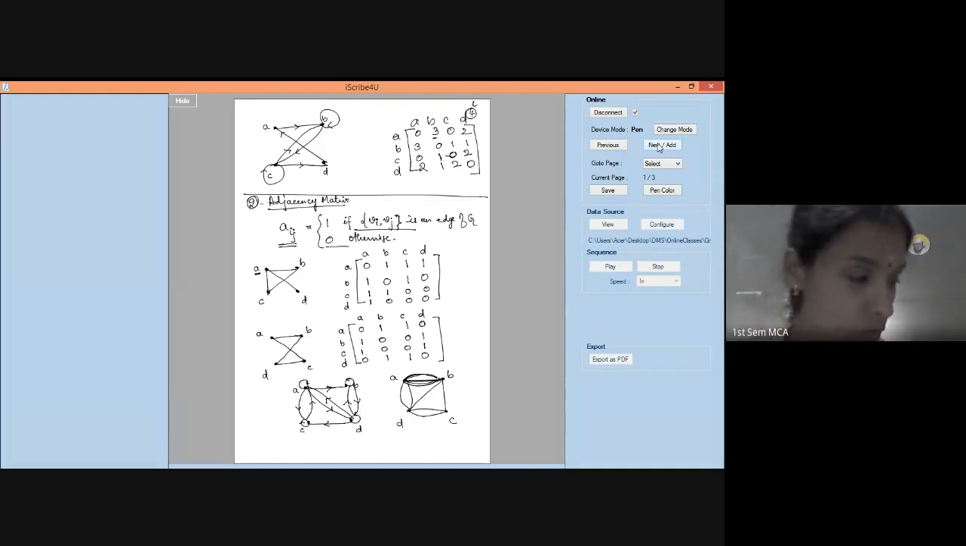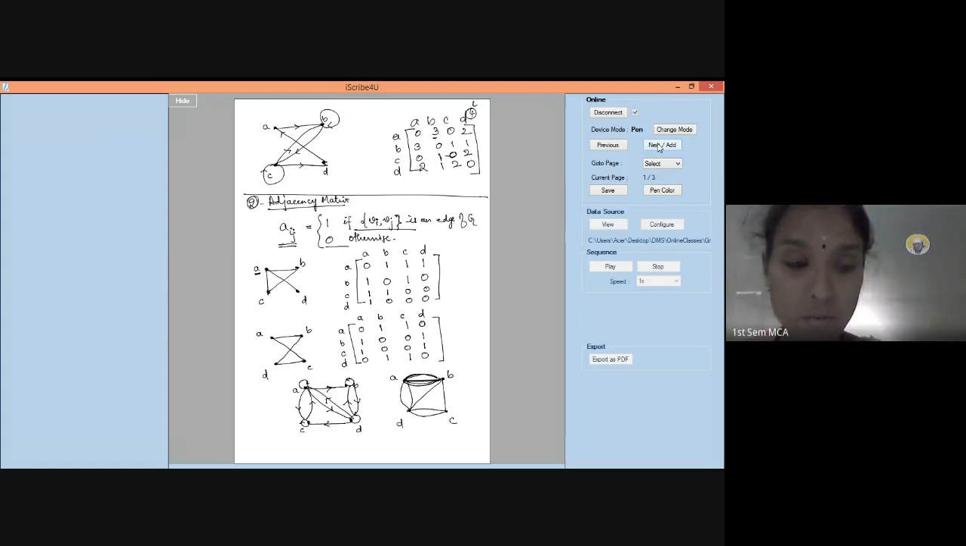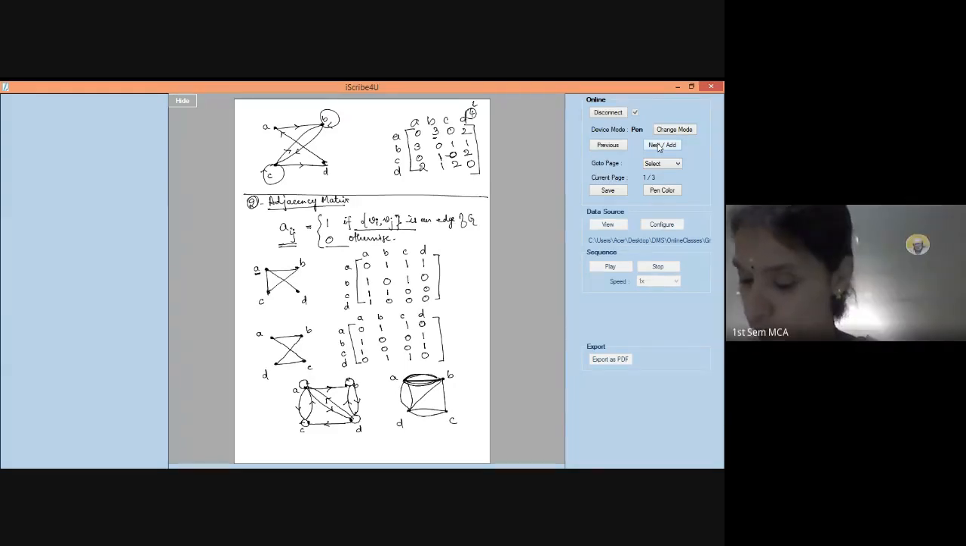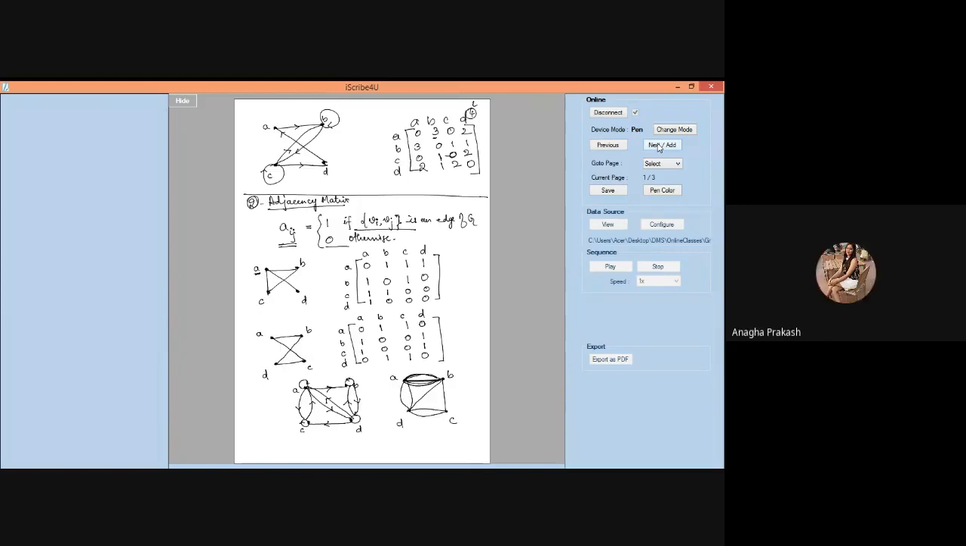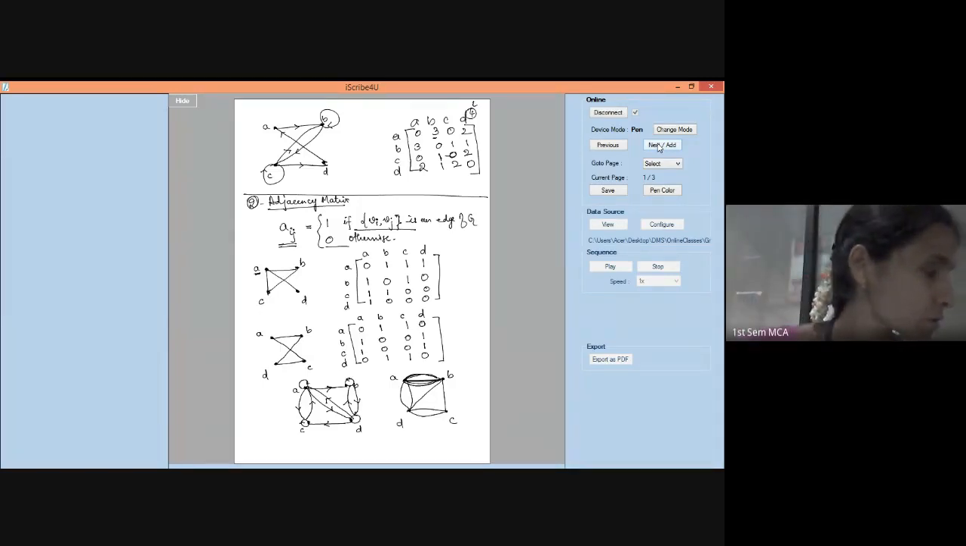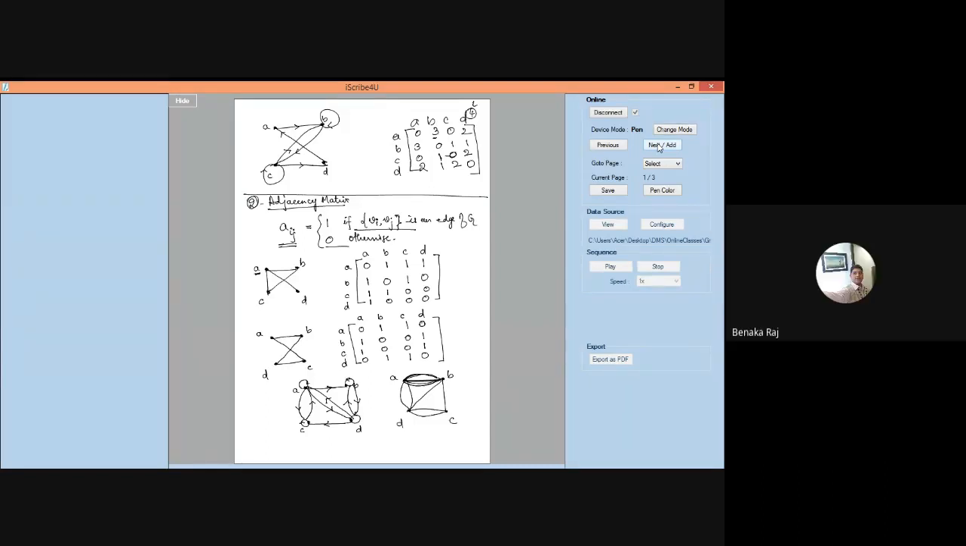Somebody said 2. No, ma'am. 1010, ma'am. Did you all get 1010? Yes, ma'am. Fourth row? All 4 ones. Good. So I hope there are no doubts. Let's move forward. Shall we go to the next one?